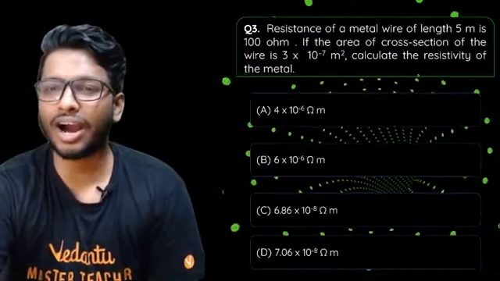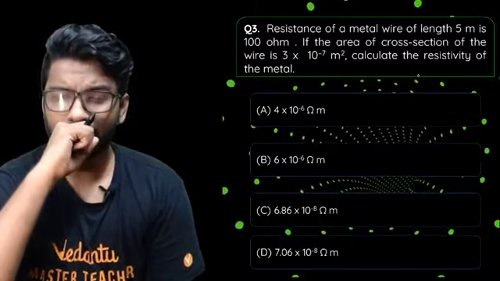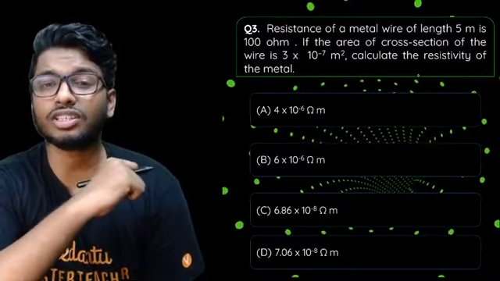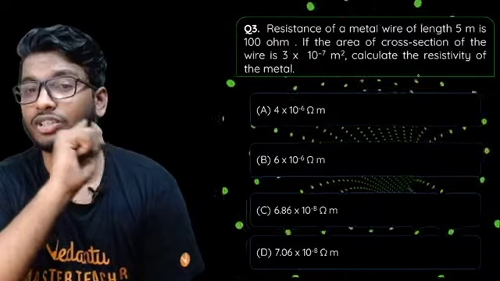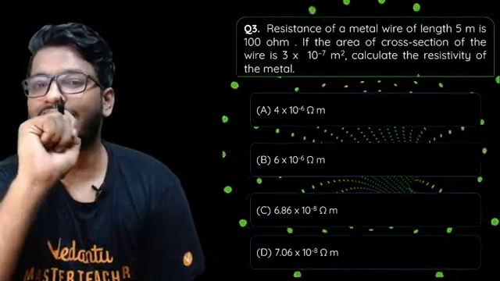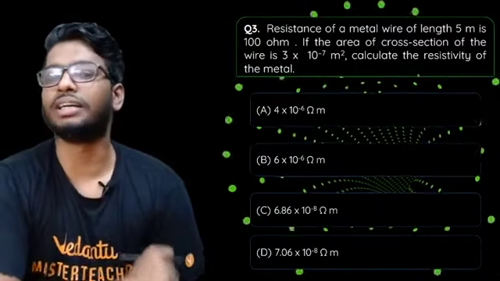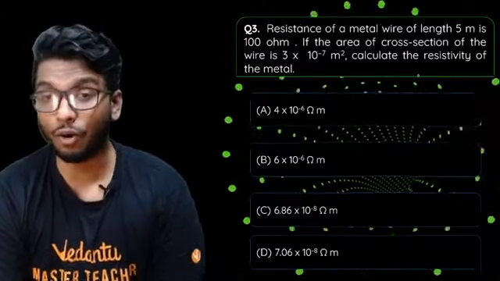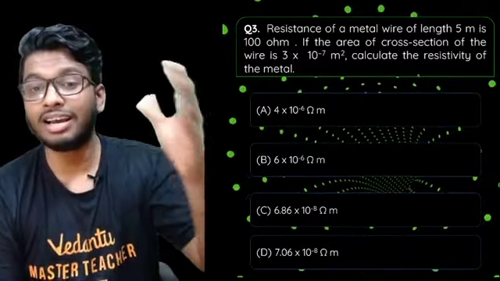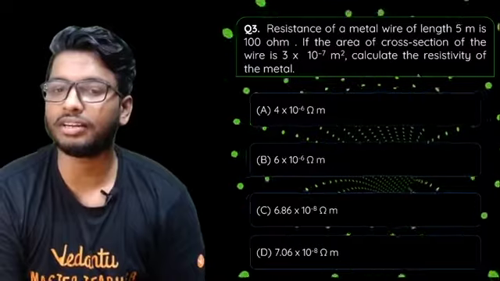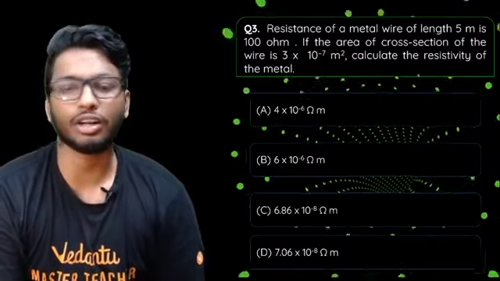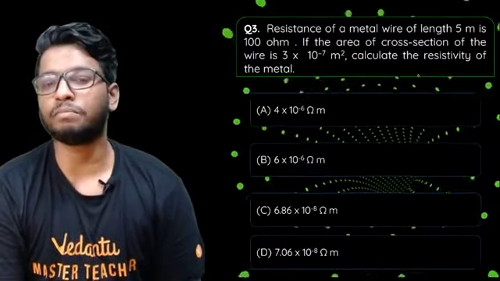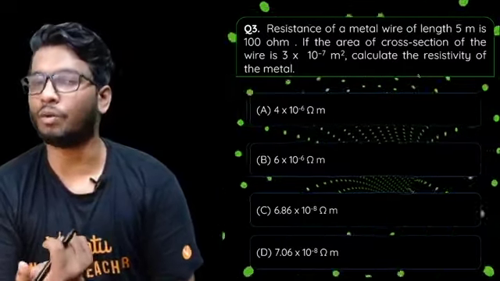The resistance of a metal wire of length 5 meter is 10 ohms. If the area of cross section of the wire is 3 into 10 to the power of minus 7 meter square, calculate the resistivity of the material. Your options are option A, 4 into 10 to the power of minus 6 ohm meter, option B, 6 into 10 to the power of minus 6 ohm meter, option C, 6.86 into 10 to the power of minus 8 ohm meter, option D, 7.06 into 10 to the power of minus 8 ohm meter.